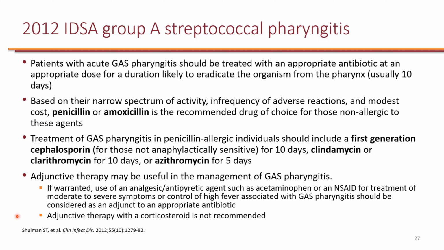There are also adjunctive therapies that you can do. Mostly, since these patients typically have fever, you can give them something for fever that would make the patient comfortable, so acetaminophen or an NSAID. And it's important to note that they do not recommend corticosteroids in patients with Group A strep pharyngitis.